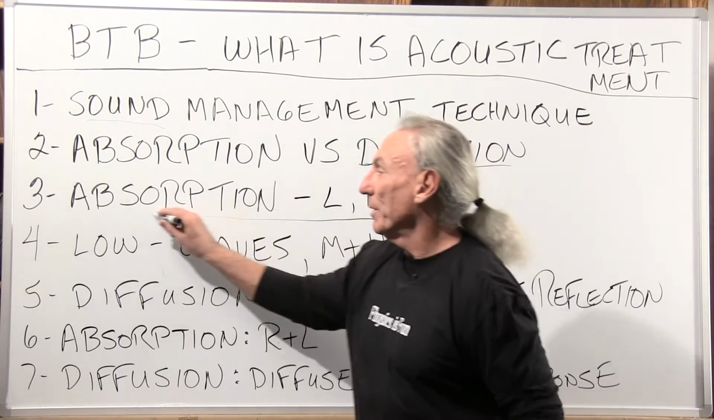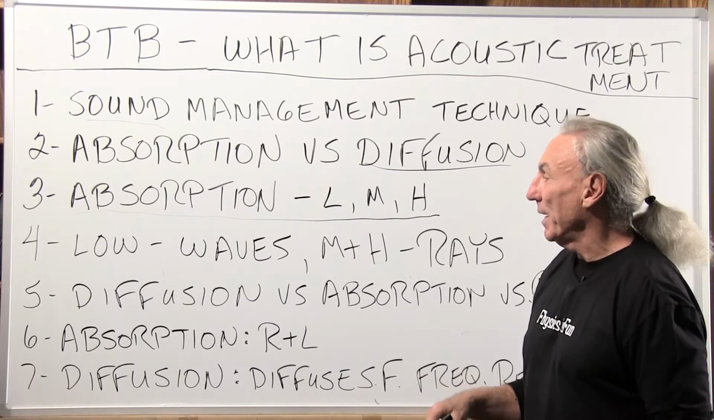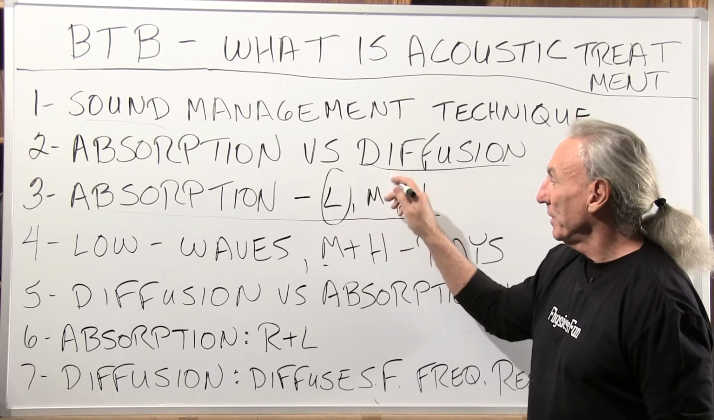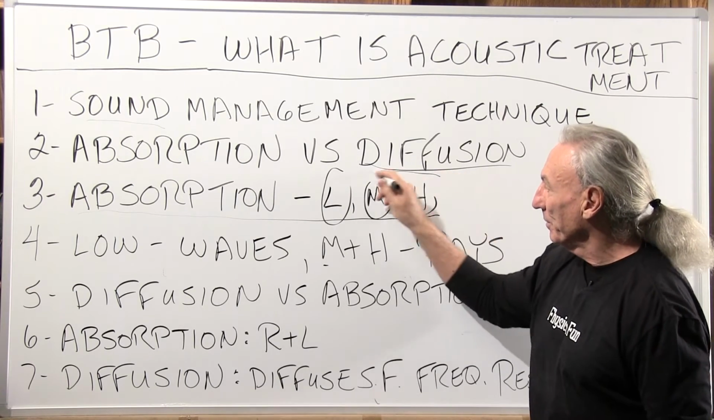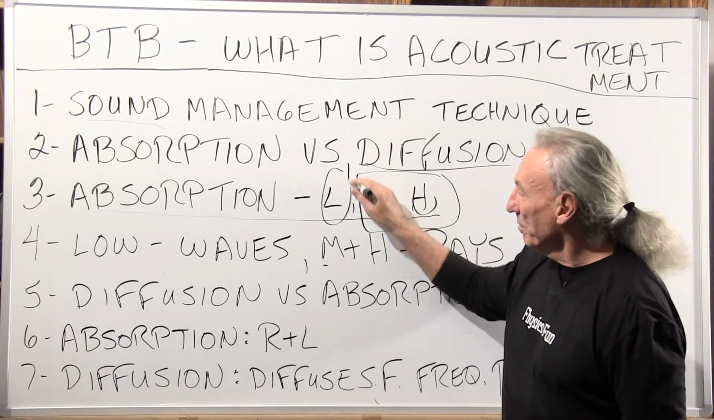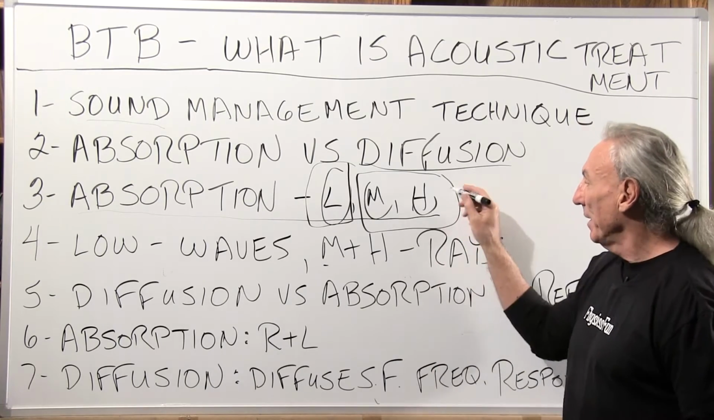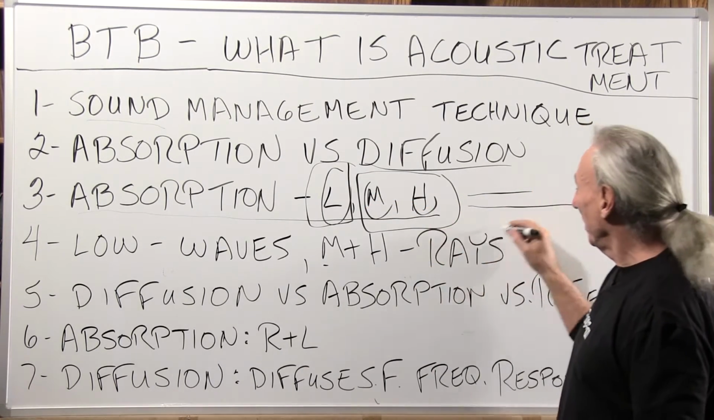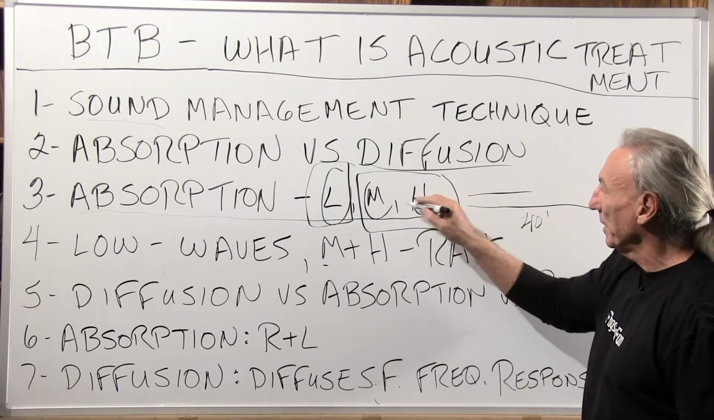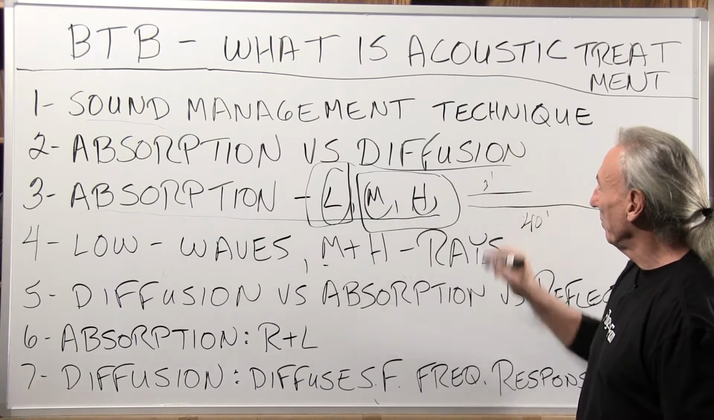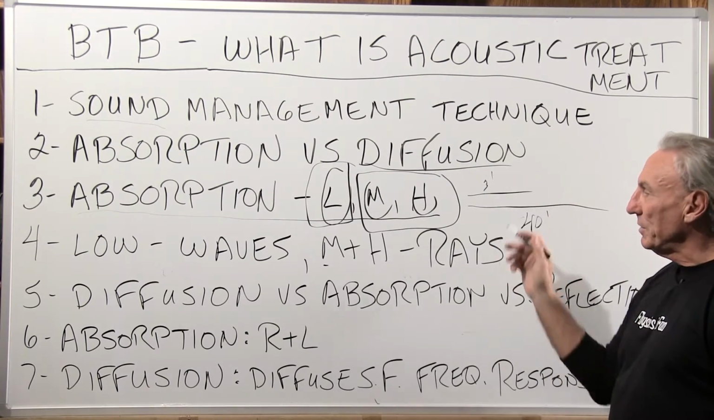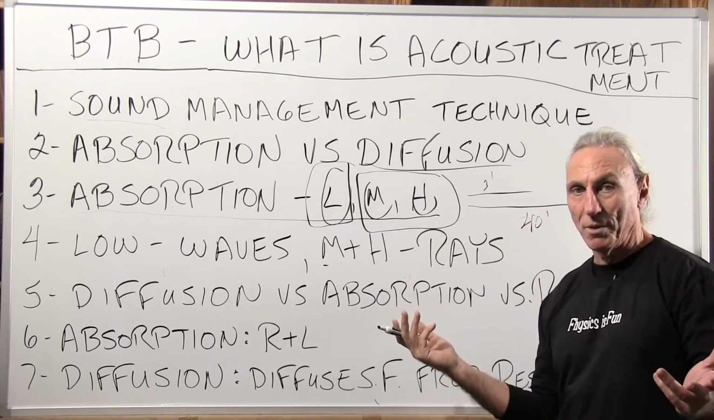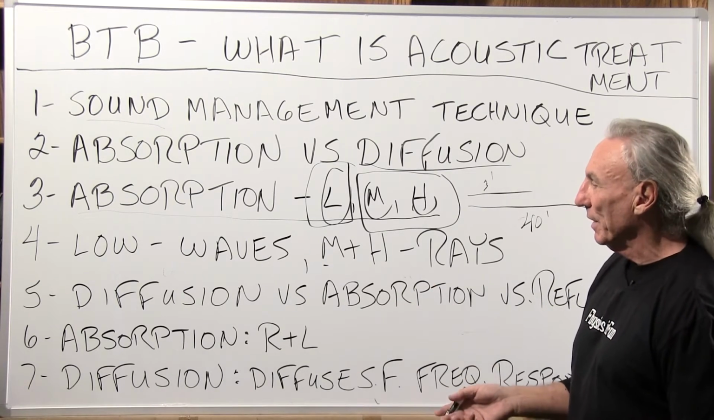So let's take absorption, which is a sound management technique, and divide it into three areas: low frequency, middle frequency, and high frequency. These two go together. This one is completely separate. Why is that? Simply because of the length of the energy. When you're dealing with low frequency energy, you can have 40-foot long waves. When you're dealing with middle and high, they can be 3-foot. So, from a common sense perspective, 40-foot versus 3-foot is a little bit easier to deal with.